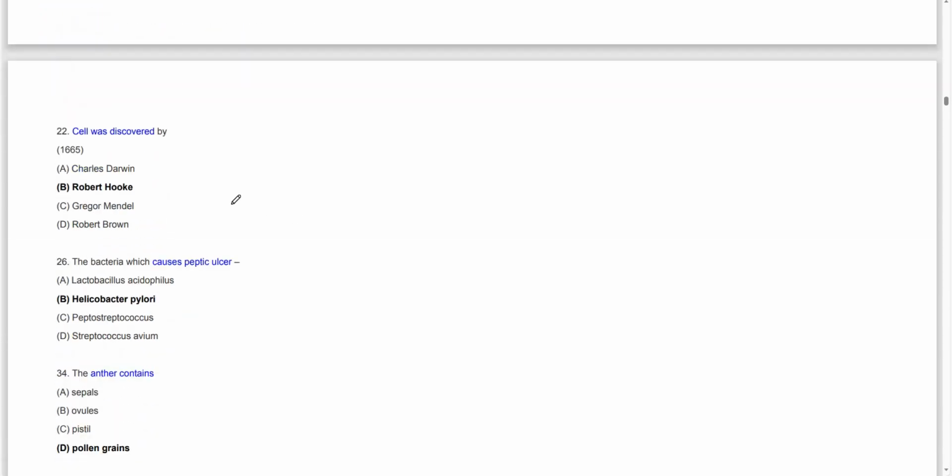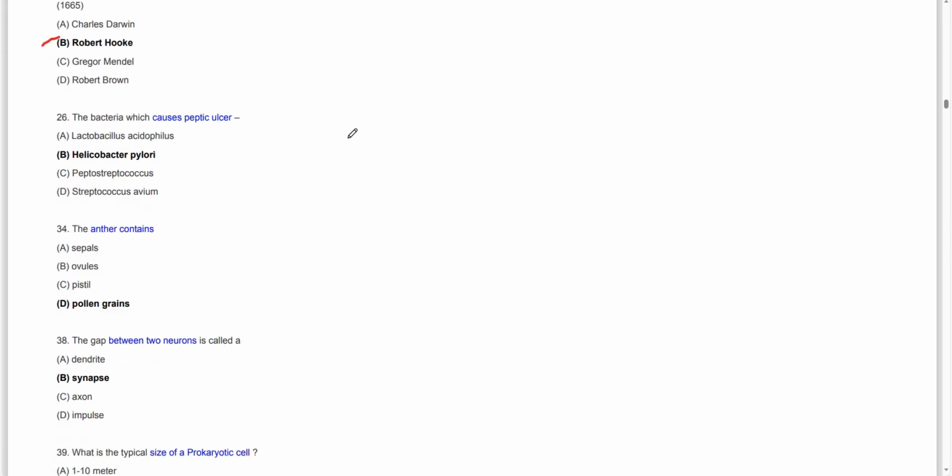Moving on. Cell was discovered by Robert Hooke in the year 1665. Moving on to the next question. Peptic ulcer is caused by which bacteria? The bacteria which causes peptic ulcer is Helicobacter pylori. Helicobacter pylori causes peptic ulcer.